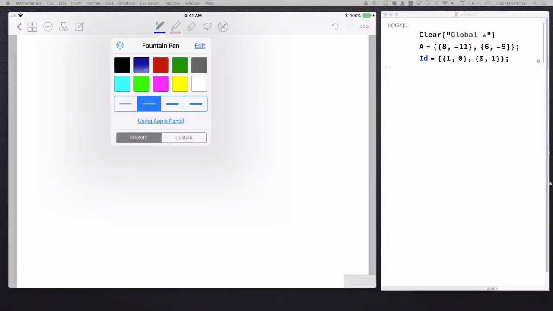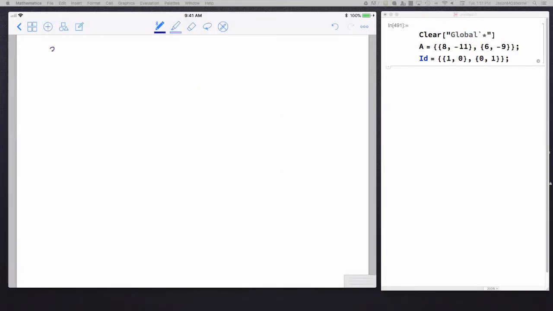In this video, we take a look at problems from section 3.3. Specifically, we're going to look at a saddle point problem.